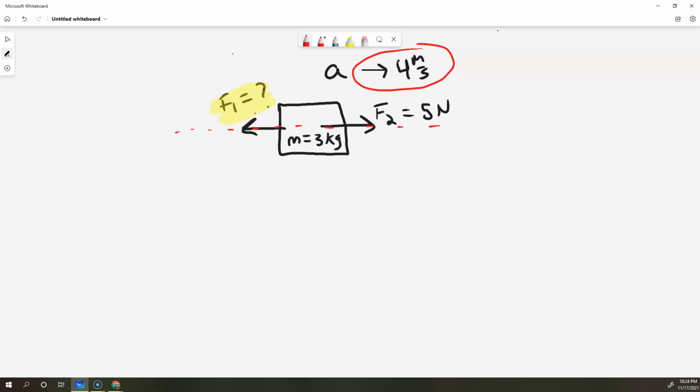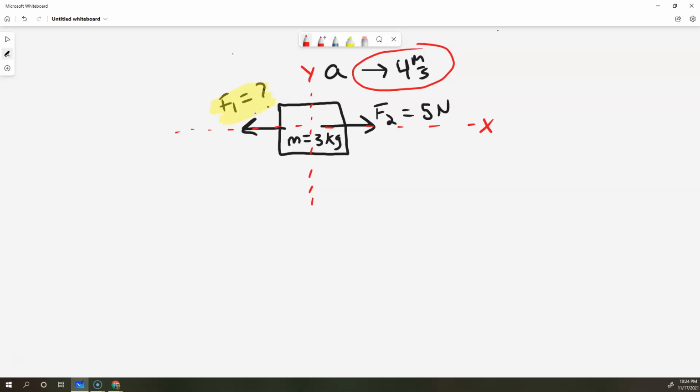Again, maybe we should just get in the habit of doing this every time. I'm going to make two axes. I don't have to call them X and Y. I don't have to make X horizontal and Y vertical, or however you want to imagine this picture is. But that's what I'm going to do here. All of these forces are along the same axis, so I can add them together.